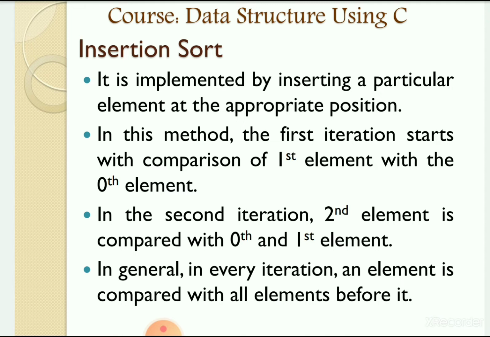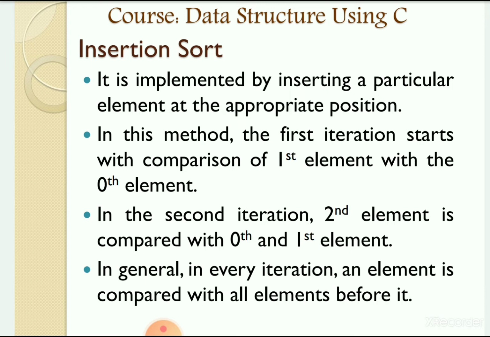In this method, the first iteration starts with comparison of the first element with the zeroth element. Normally we start with the zeroth element and compare it with all other elements. Here, we compare the first element with the zeroth in the first iteration. In the second iteration we select the second element and compare it with the zeroth element and next to the first element. Like that we have to compare every element.